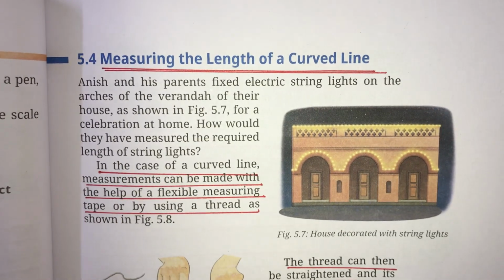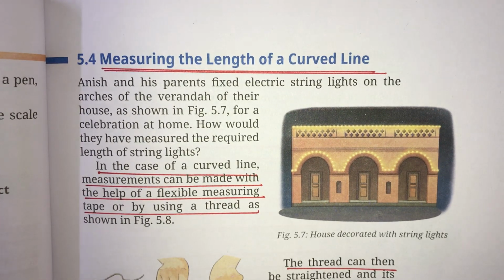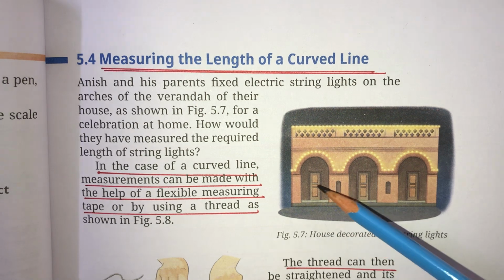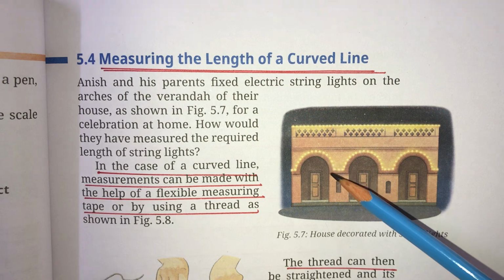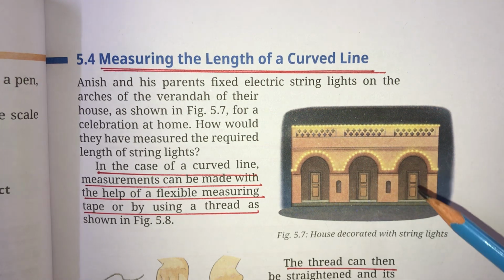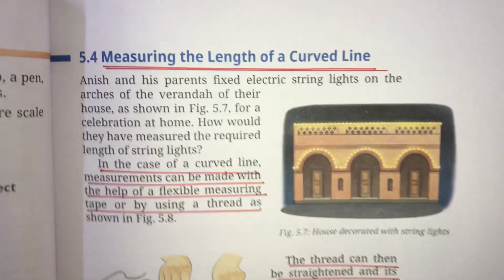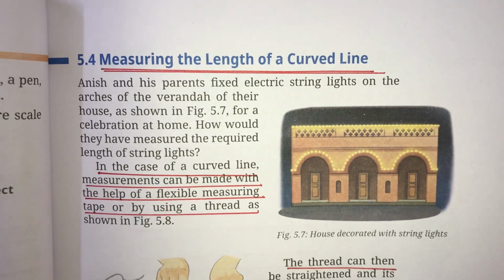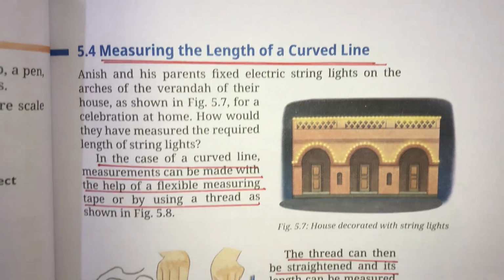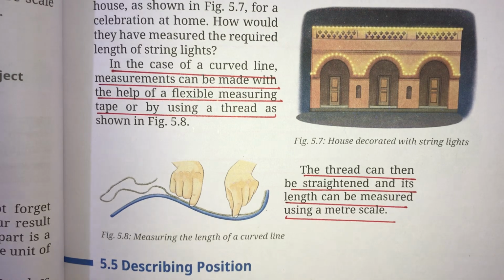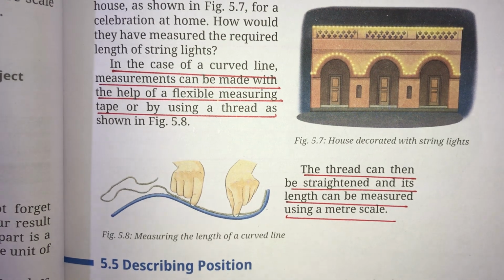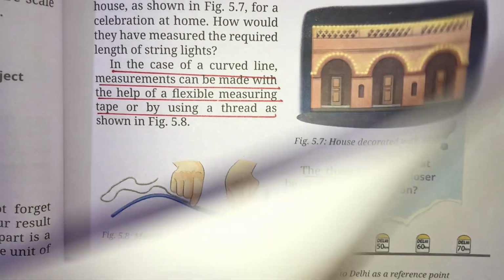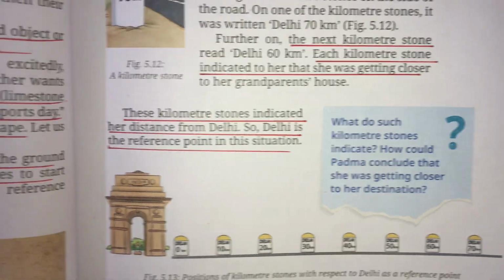The next one is measuring the length of a curved line. How to measure the length of a curved line? For example, if you want to measure a curved line, we have to place a string or a thread over the line. Then we measure the thread by using the scale. Thereby we can find out the length. So the curved line is measured by using the thread. By keeping the thread over the scale, we can find out how much length is present. So these are how to write the measurement and how to measure curved lines.